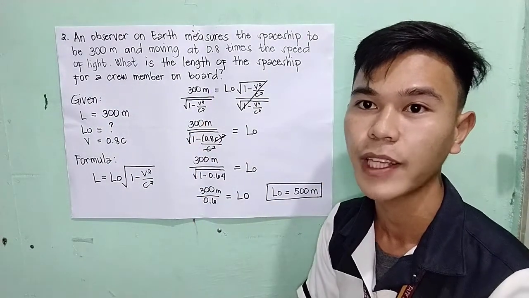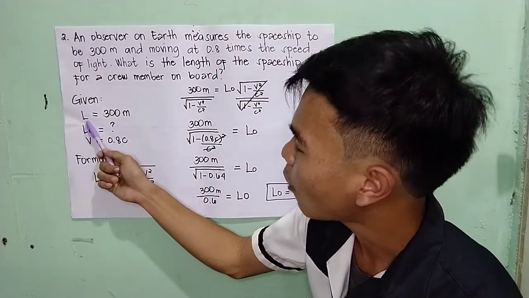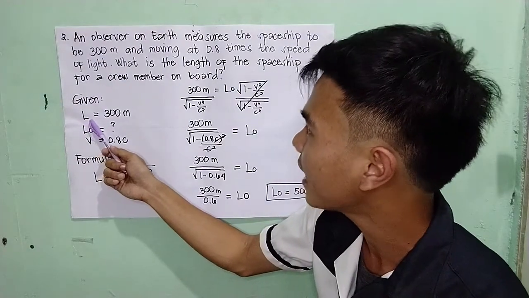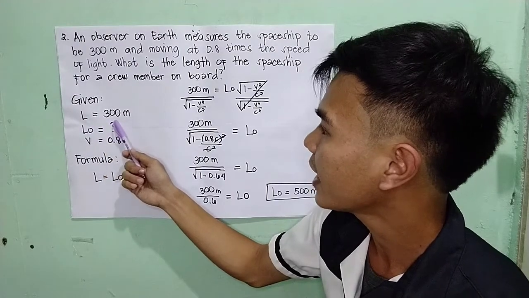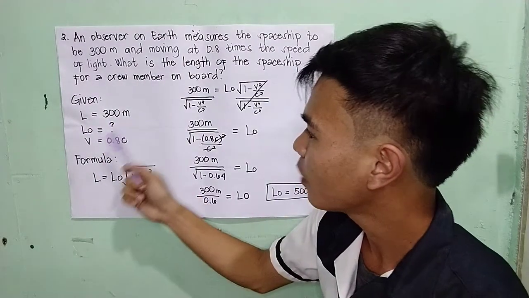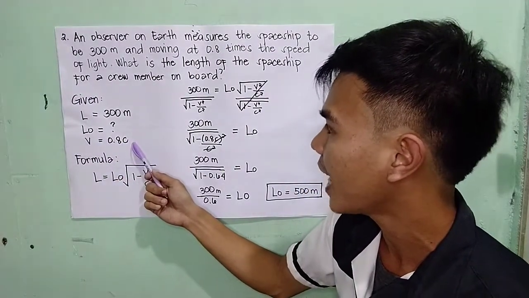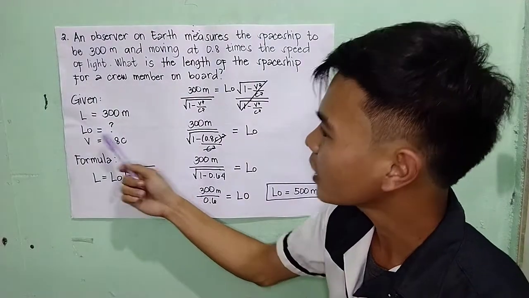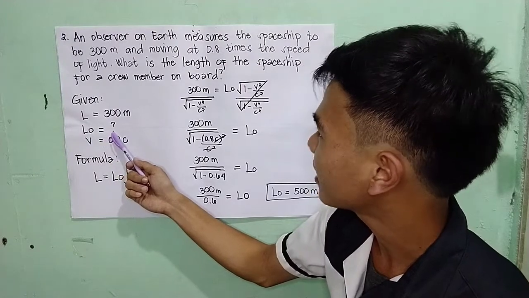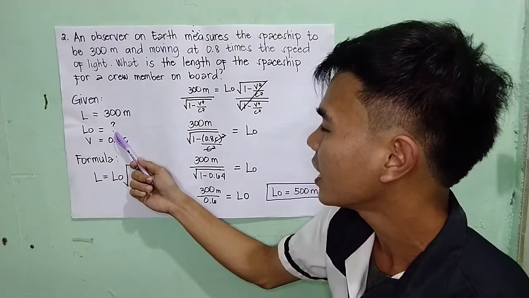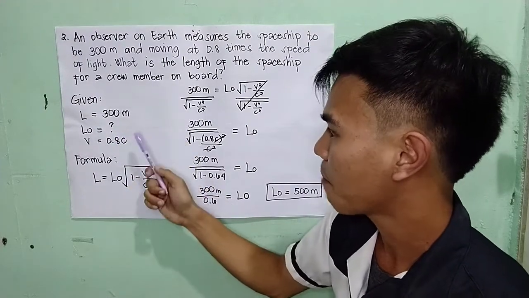First, we are going to identify our given. We have the value for L, or the length measured by the observer on Earth, which is 300 meters, and our velocity, which is 0.8 the speed of light. We are going to look for the value of L naught, which is the length measured by the person inside the reference frame, which is the crew member.